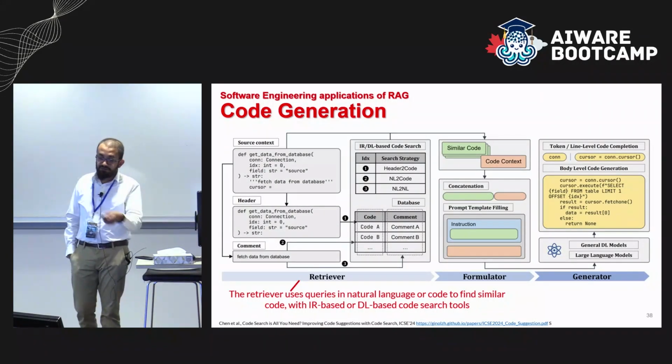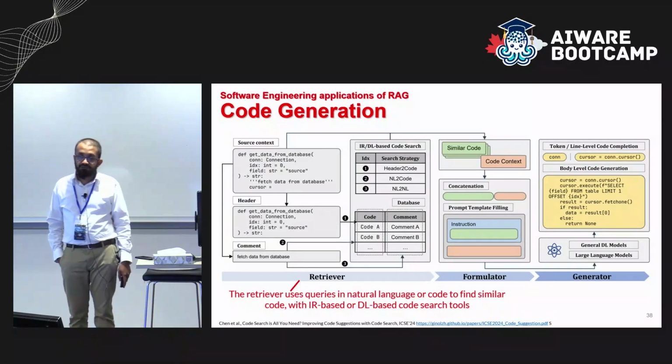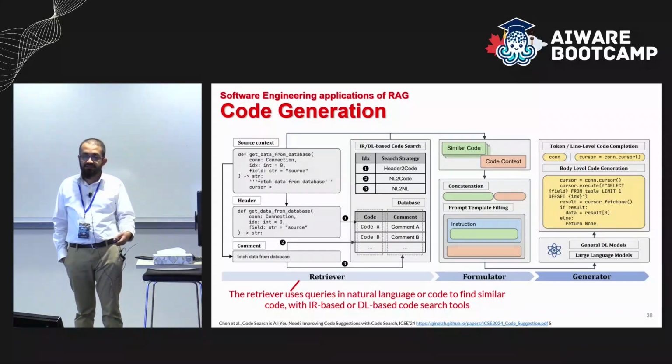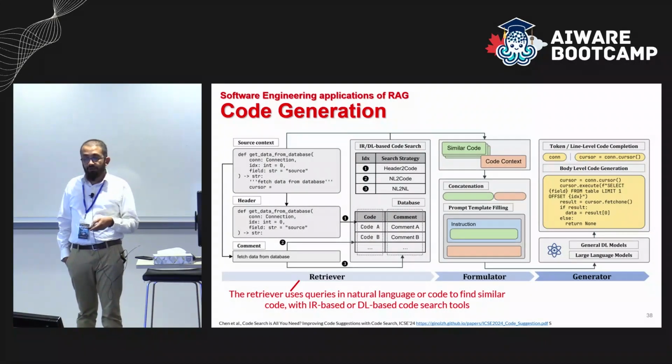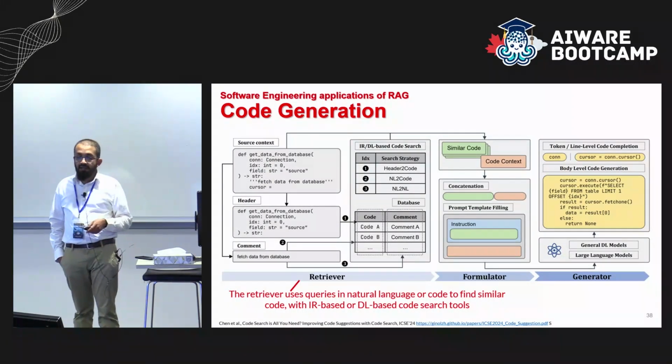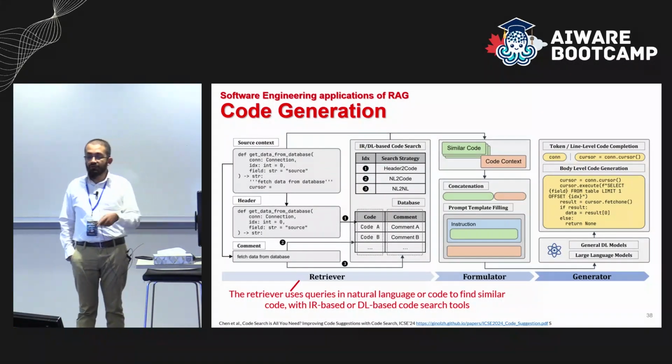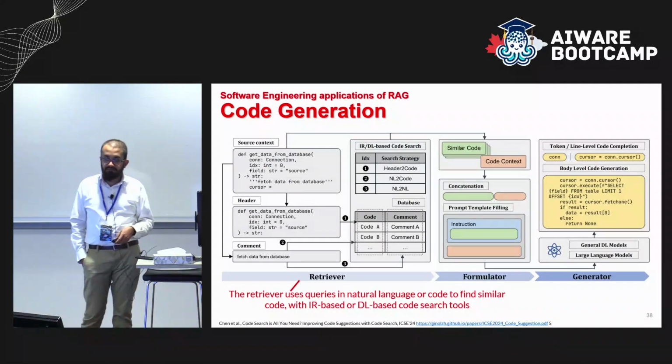In this paper that was presented at ICSE this year, they use RAG for code generation. Code generation is basically when you use a foundational model, you have part of the code, and you want to complete the rest of the code, like GitHub Copilot. So they show using RAG to store code examples, like similar code, and by applying RAG here you can improve the code generation performance. The retriever uses queries in natural language and also code to find similar code, and it increases the code generation performance.